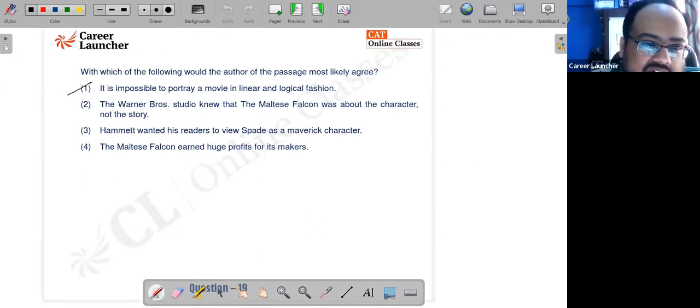See, the first option is not correct. It says it is impossible to portray a movie. This passage is not about movies in general. This passage is about one specific movie. So this is not correct.